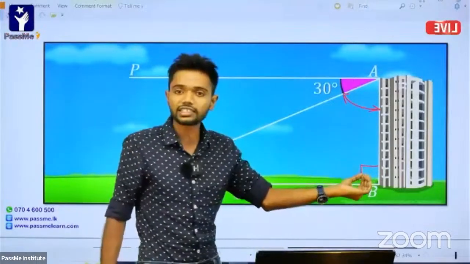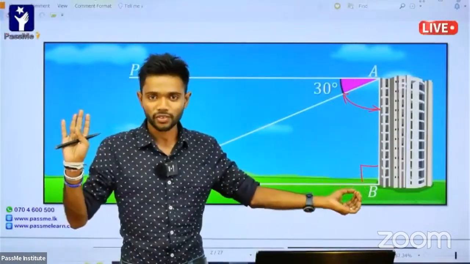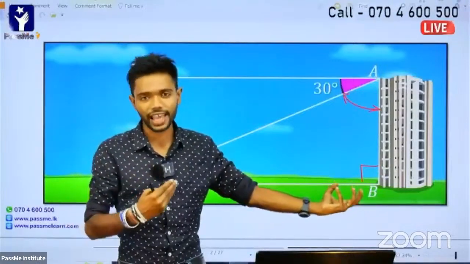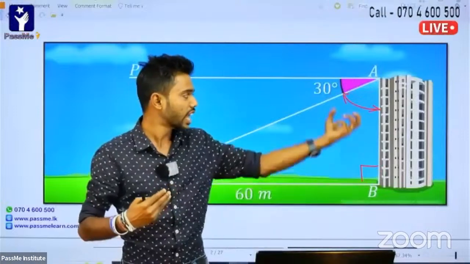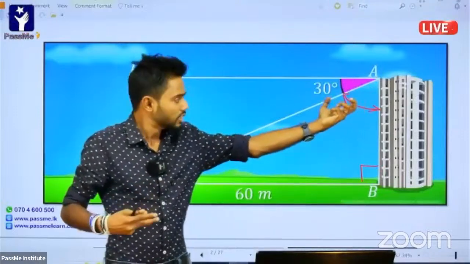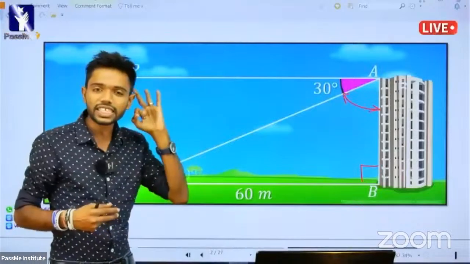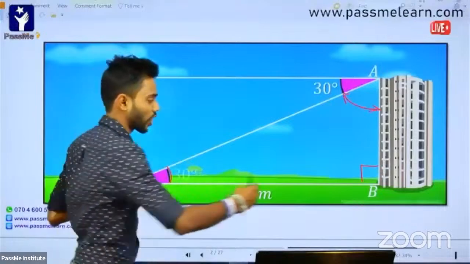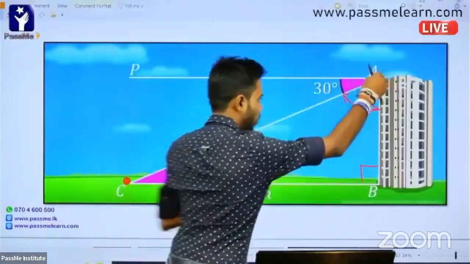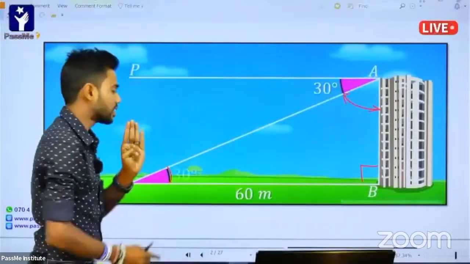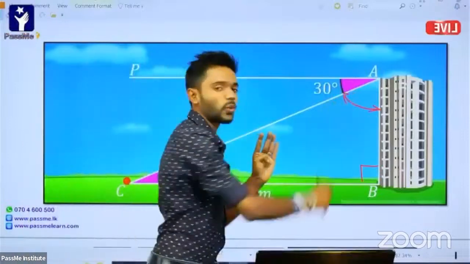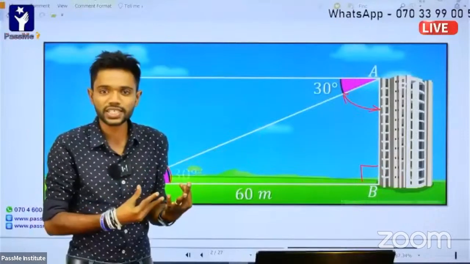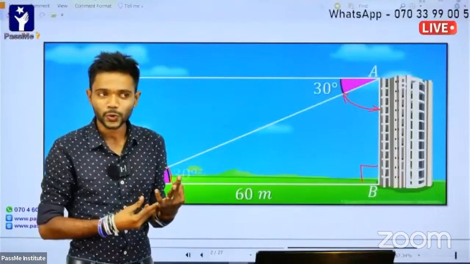Since this is 90 degrees, we don't need to calculate this one. We know that this is 90 degrees. So we don't need to calculate this angle, and we must calculate this one and this one. These are the two things. First, we can calculate the distances of this triangle, this one and this one or this one. This is one thing. And another thing is we can calculate these two angles.